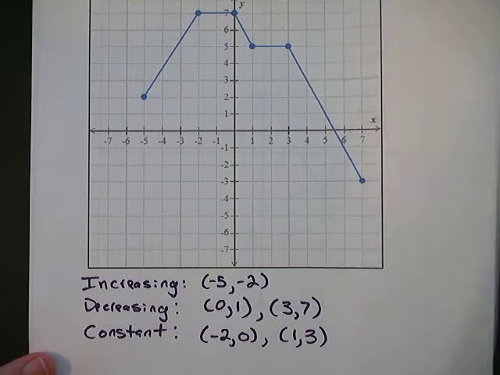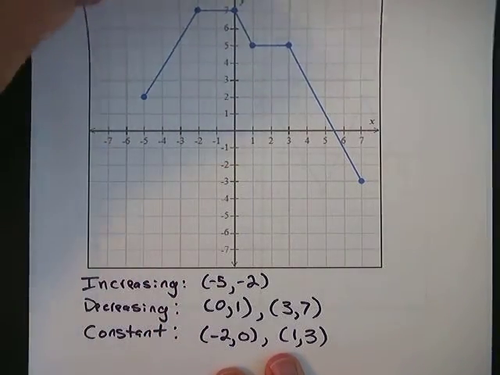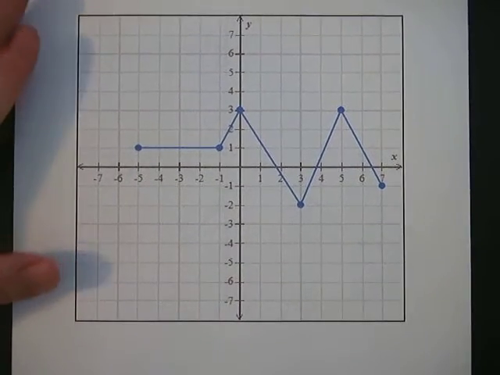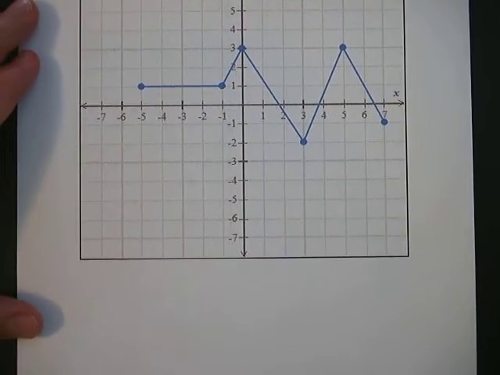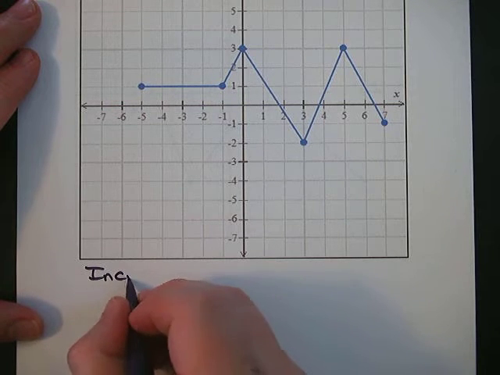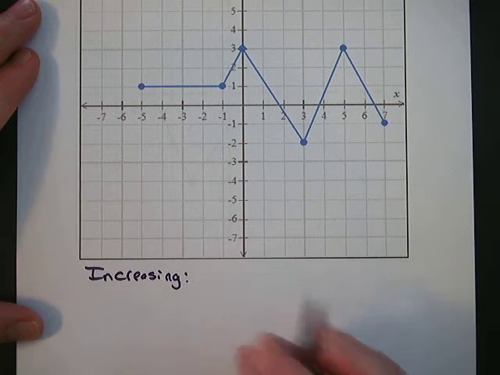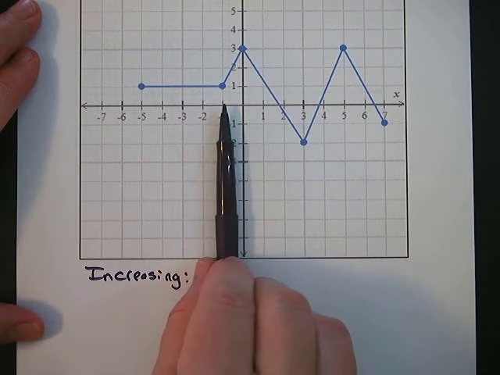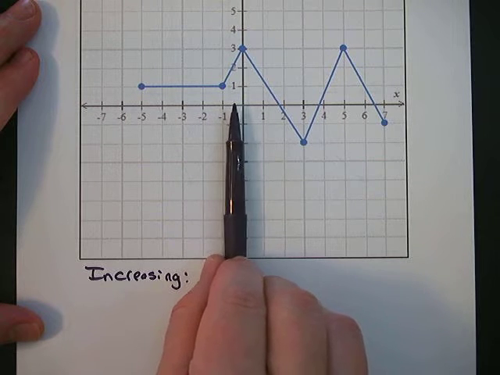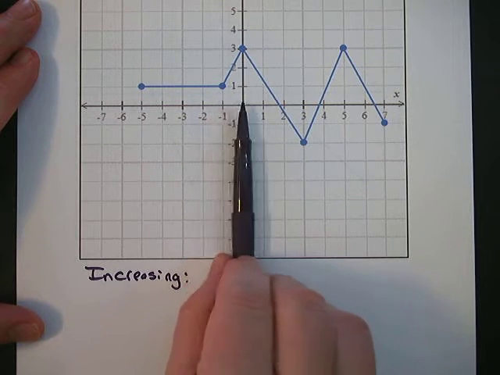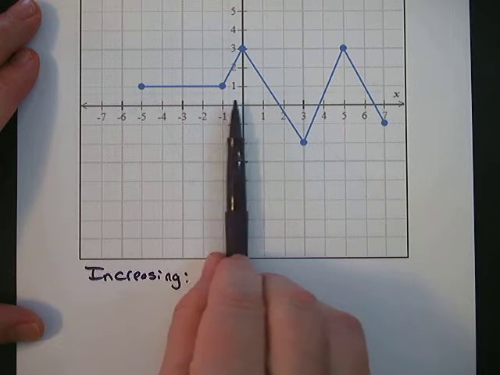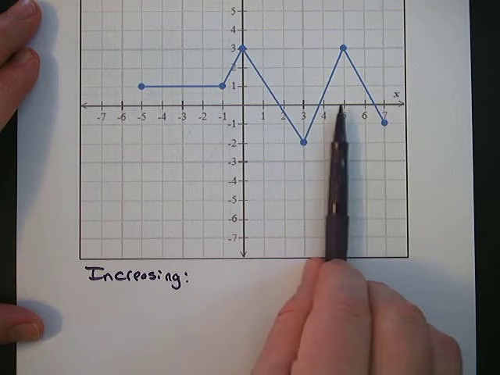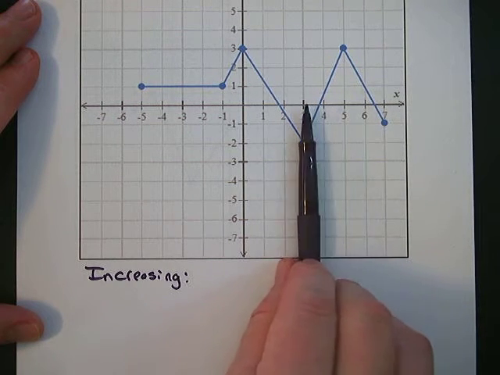Okay, let's do another one. We've got this graph, and we're going to be asked the same questions. Let's start off by figuring out where it's increasing. As I move left to right, it's constant there, not going up or down. There it's increasing, between -1 and 0 on the x-axis numbers. And then again between 3 and 5, right here to right here, the graph is going up.